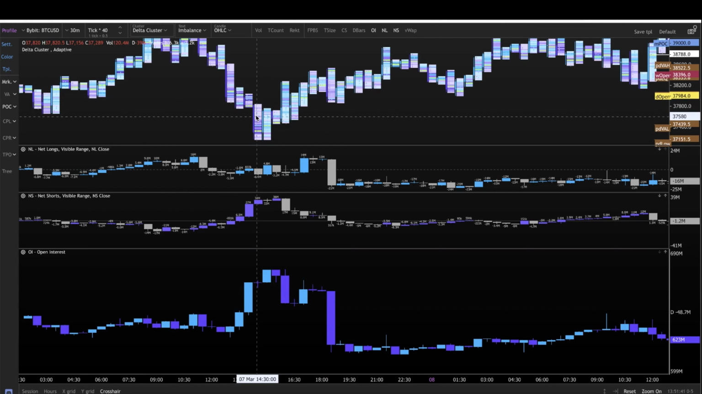However, right here, we can see a massive increase in open interest, and we can see massive amounts of shorts opening here. Right, we see many shorts are opening in this candle, and not too many longs are opening.